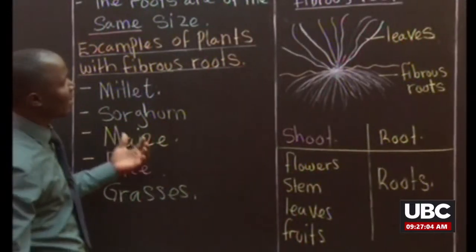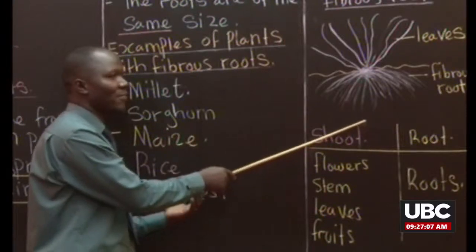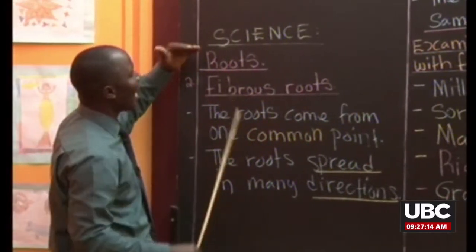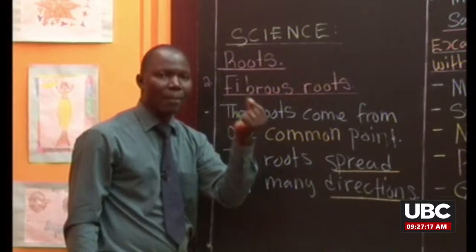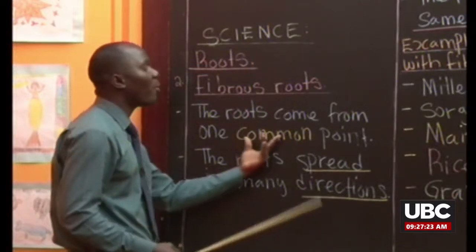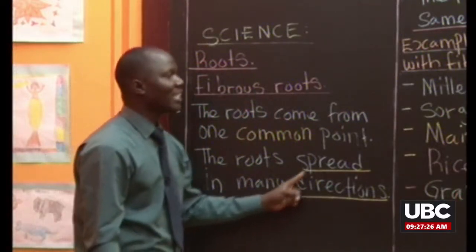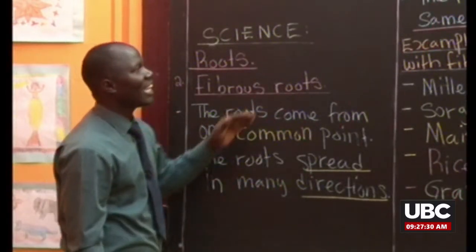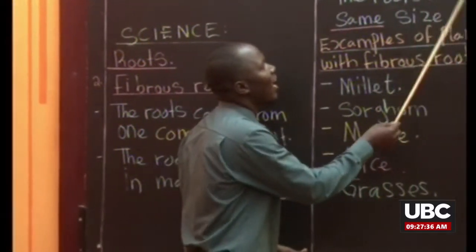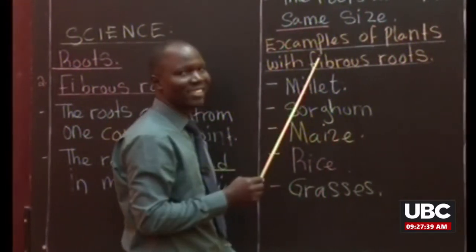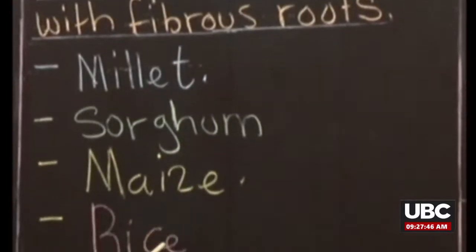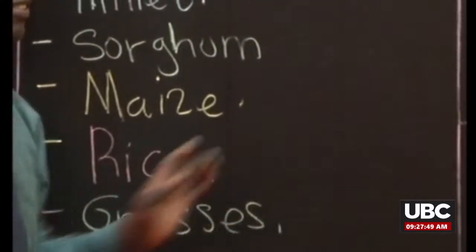Now, children, let's go through what you've been looking at again. Where did we begin from, children? We started from the roots. After looking at the first type called the taproot, that has a main root, the fibrous roots come from a common point. They spread in many directions. The roots are of the same size. And of examples, we included millet, sorghum, maize, rice, and then I've said grasses.